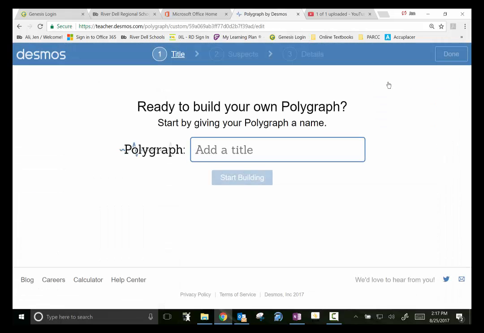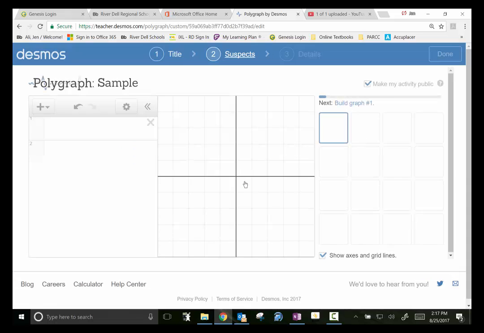Essentially, it gives you the option to choose 16 different graphs and allow the students to play that polygraph game. The graphs are of your choosing. It depends on what your lesson is and your objective for the game. I'm just going to put a bunch of nonsense in there so that you can see what types of graphs can go in. So you're going to name it sample, and then you can click Start Building.